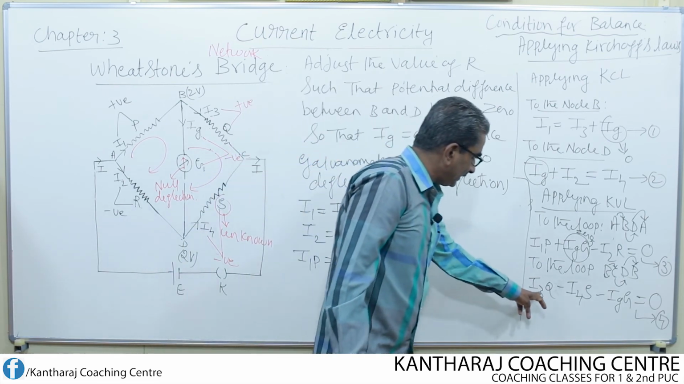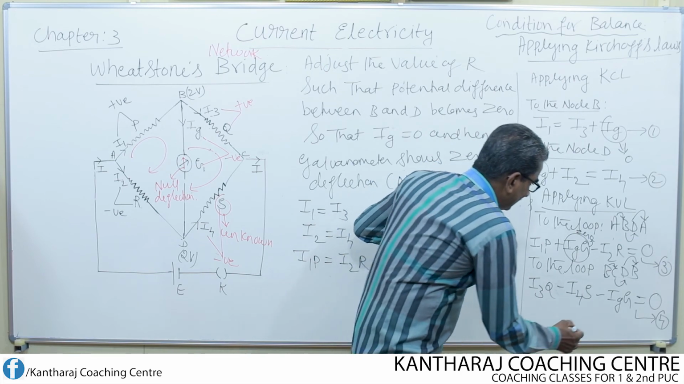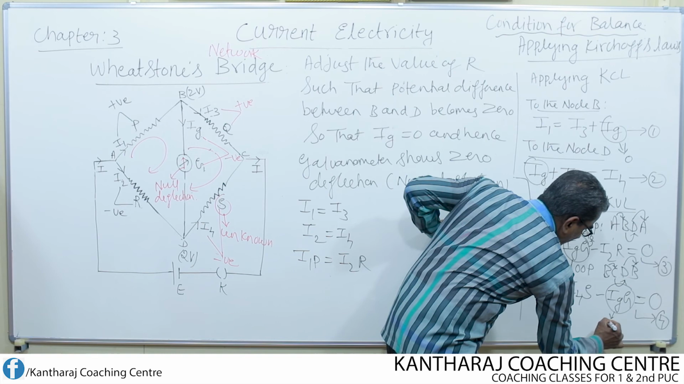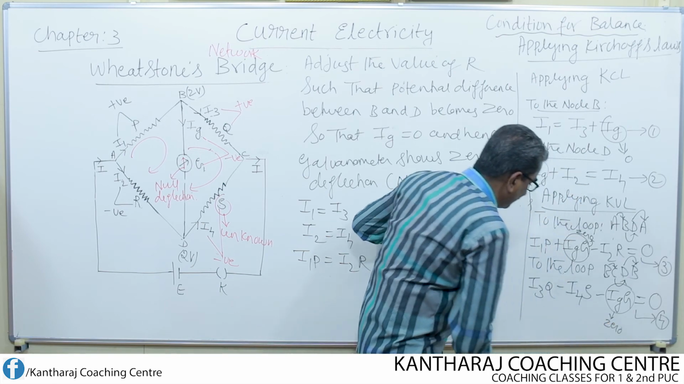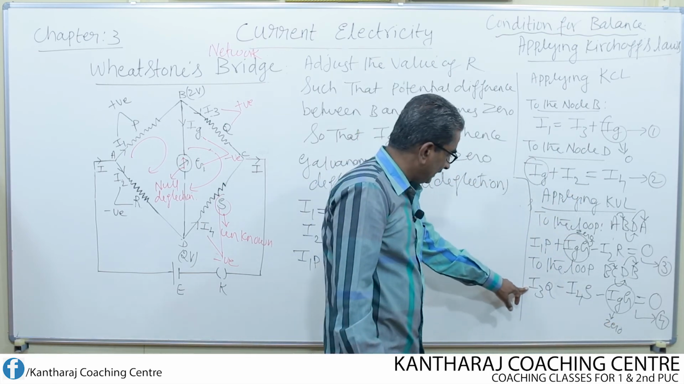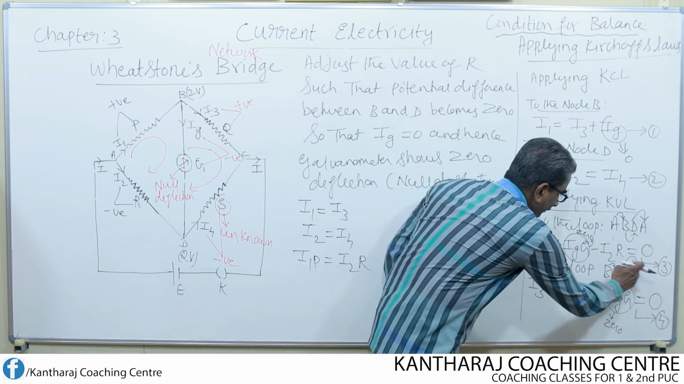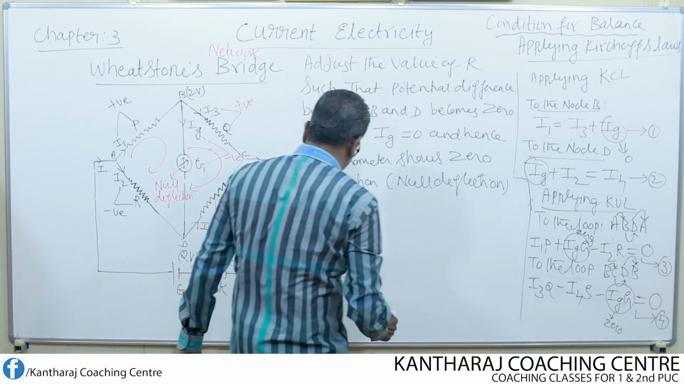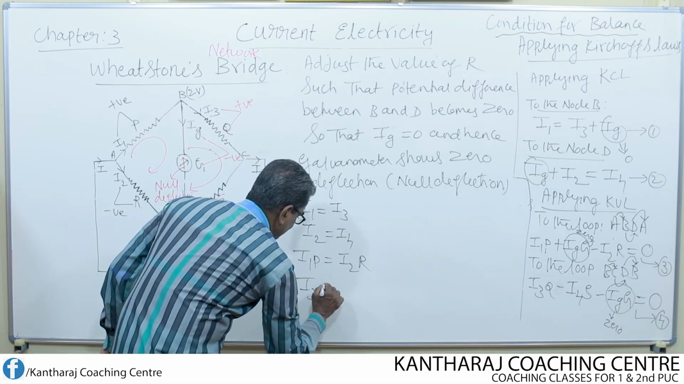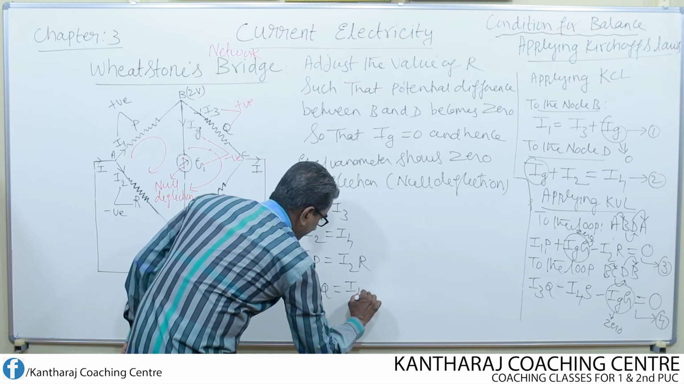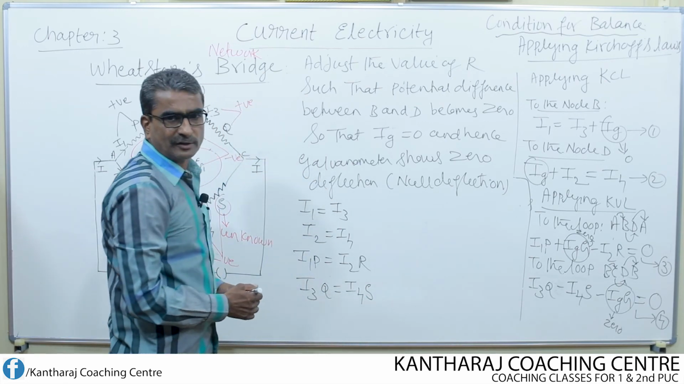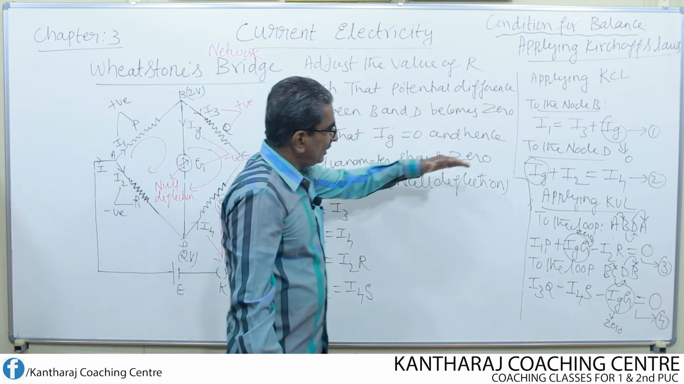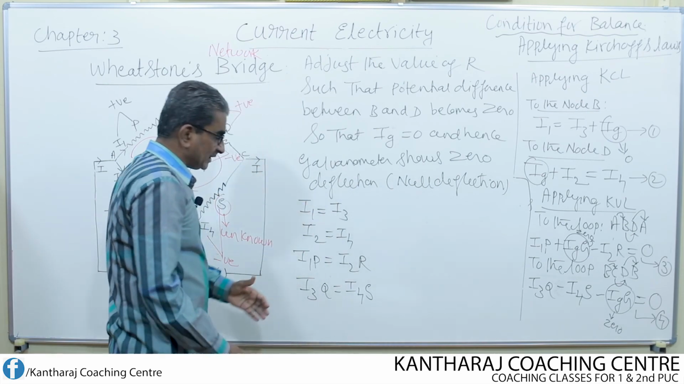Okay, and finally to equation 4. Here this entire term becomes equal to 0. So what is left on the left hand side? I3Q minus I4S. Shift this I4S to this side, therefore I3Q becomes equal to I4S. So, on substituting the value of Ig equal to 0, all these 4 equations reduce to this form.